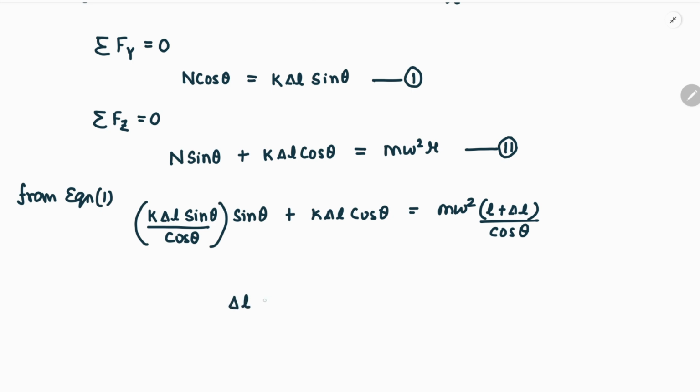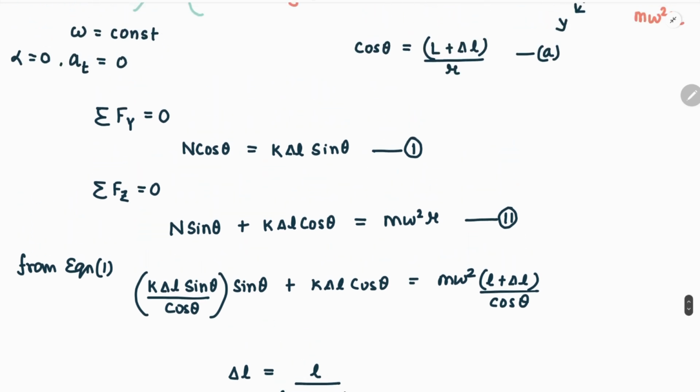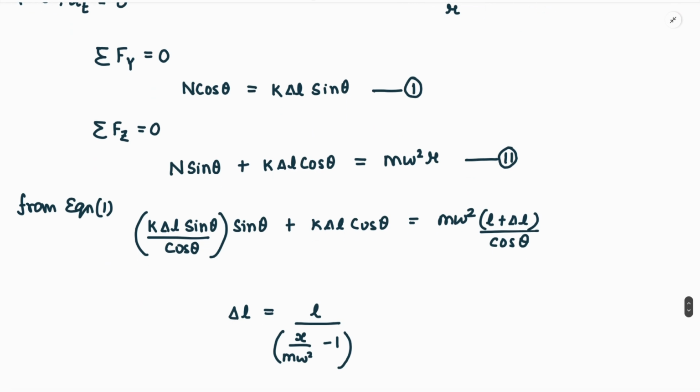So delta L value turns out to be L upon x by m omega square minus 1. So this is the expression that we get, and it must be kept in mind that the answer given in the textbook is elongation per unit length.